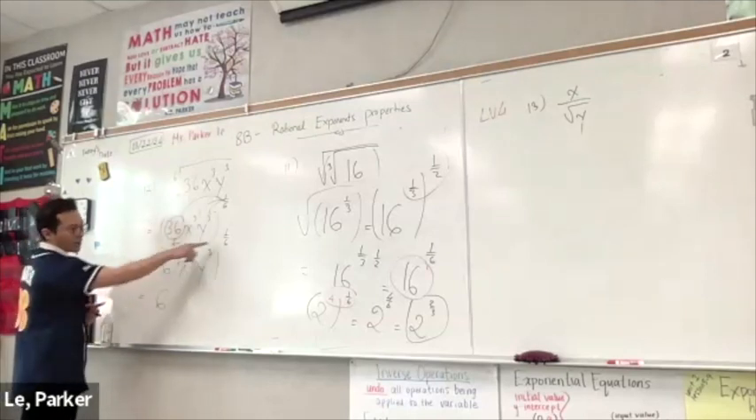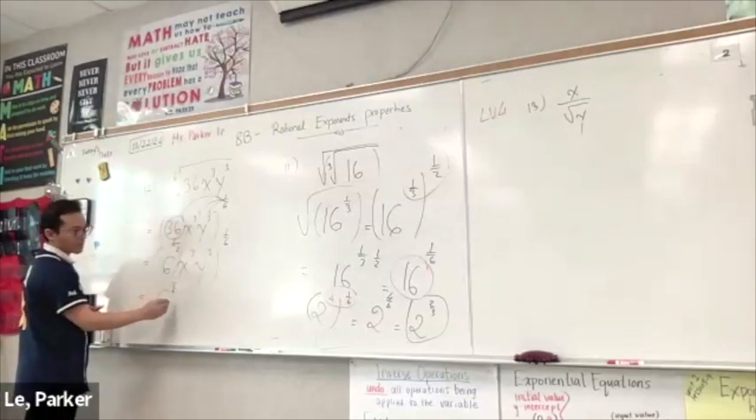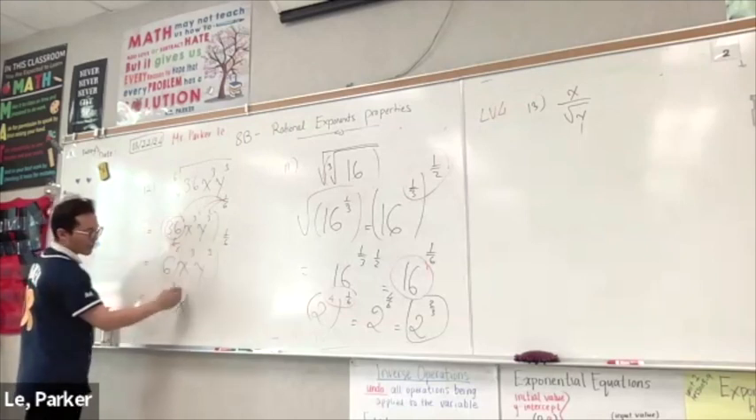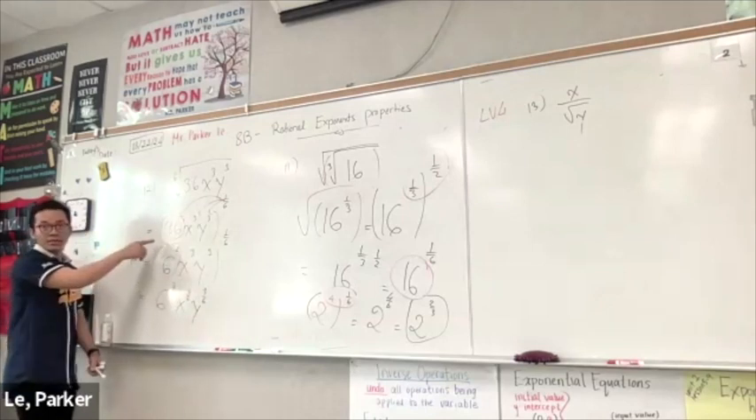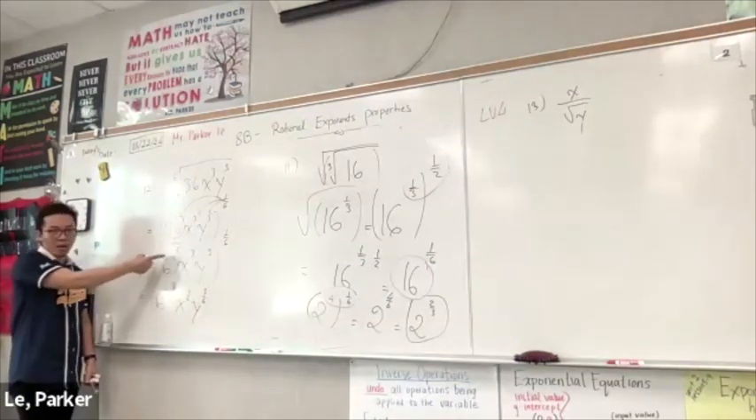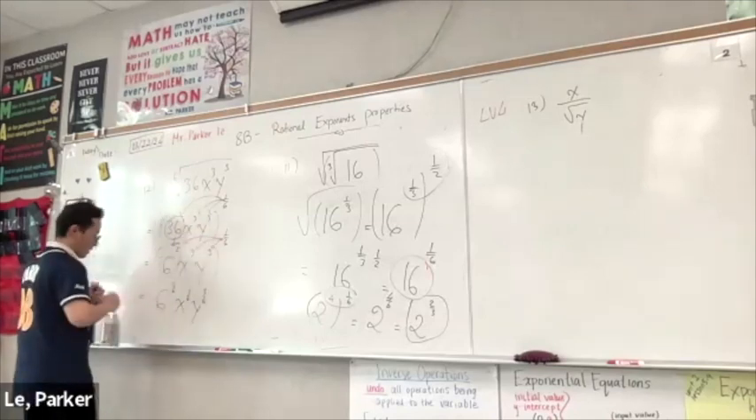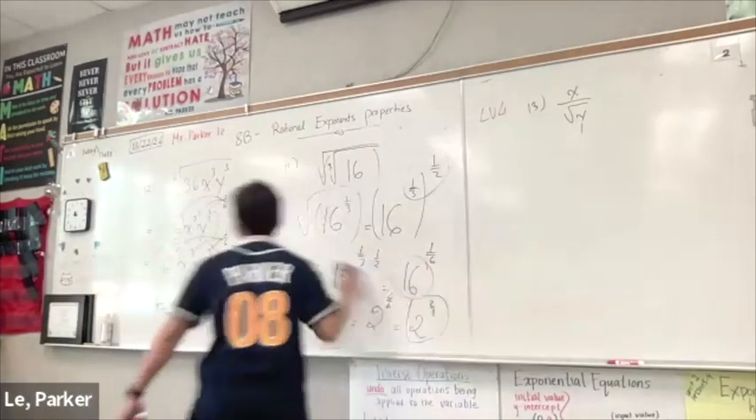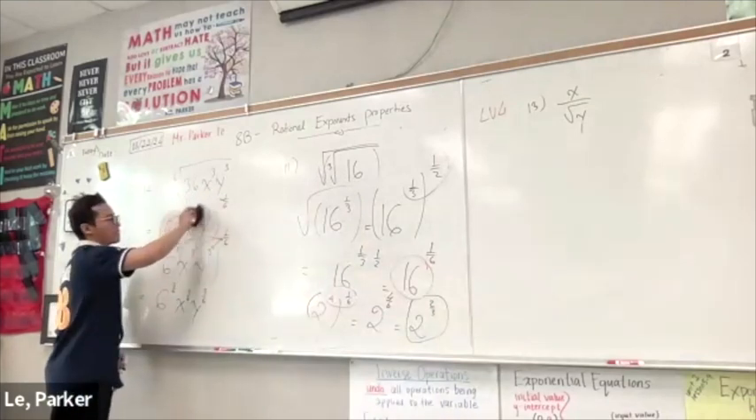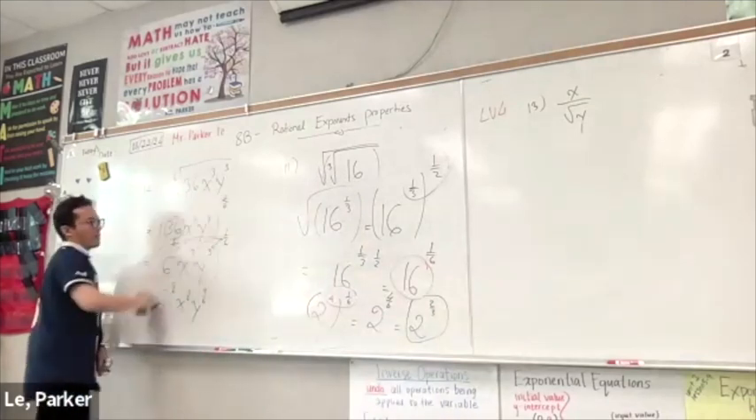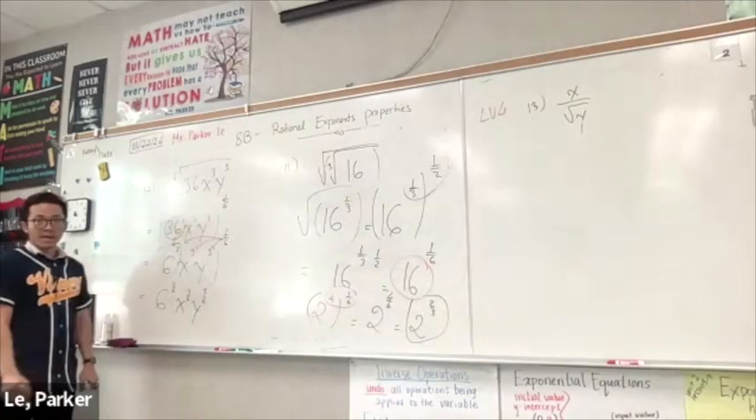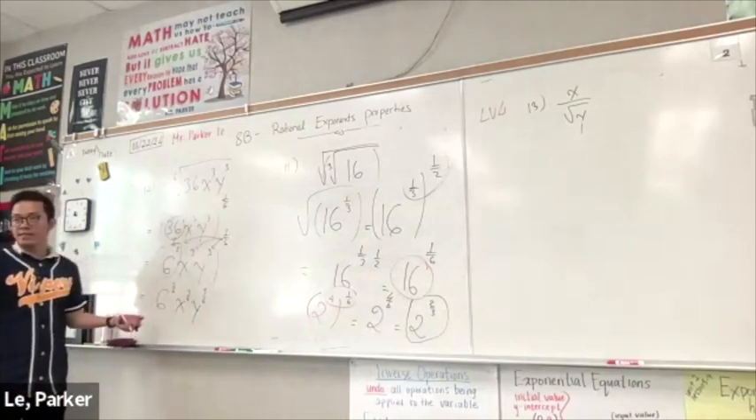So 6 to the power 2 over 6, then 3 over 6. So 36, I changed it to 6 squared. And now I distribute here, not here. And then 3 over 6 is 1 half.